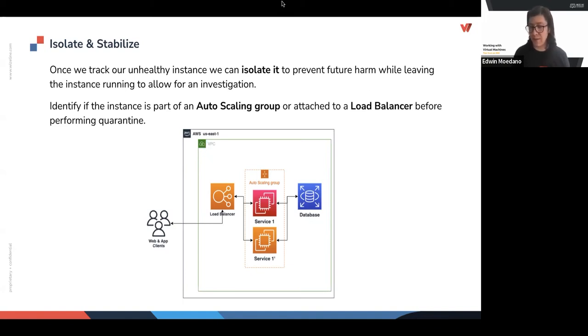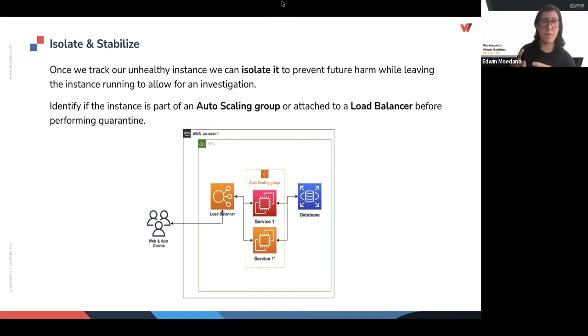Sometimes engineers ask me if it's okay to just restart. And I could say yes and no, because particularly if we restart an instance that has data that has been processing for a long period of time or something like that, and we just shut down the instance, we're going to lose data. So the ideal approach is going to be to isolate that instance.